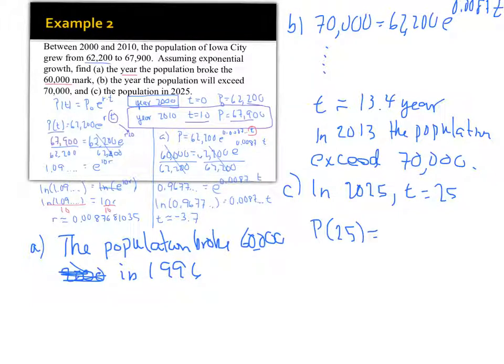And so we get 62,200 e to this weird number, again that I'm not rounding, that's the r, the growth rate, times 25. And then after I work that out, this is just plug it in your calculator. If you're having trouble with that, please ask me. But after that, it turns out that in 2025, Iowa City should have about 77,195. I won't be here. I don't know if any of you will, but maybe you can tell me later if this is true.